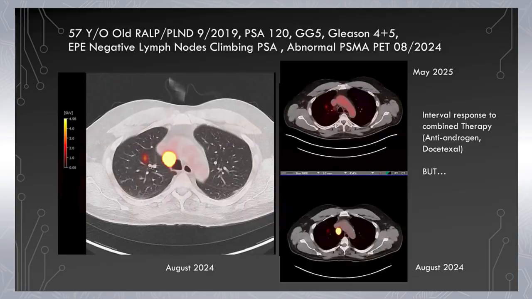57-year-old with a history of prostatectomy, pelvic lymph node dissection. In September of 2019, a high PSA of 120, Gleason grade group 5. At the time of diagnosis, Gleason 4+5, EPE, negative lymph nodes, climbing PSA, and abnormal PSMA in August of 2024, which we show here, show two intense foci of uptake, one within the pulmonary parenchyma and a significant focus of abnormal uptake within the right paratracheal region. The patient is restaged May of 2025 and demonstrates interval response to therapy of the right paratracheal lymph node and, to a lesser extent, of the pulmonary uptake.